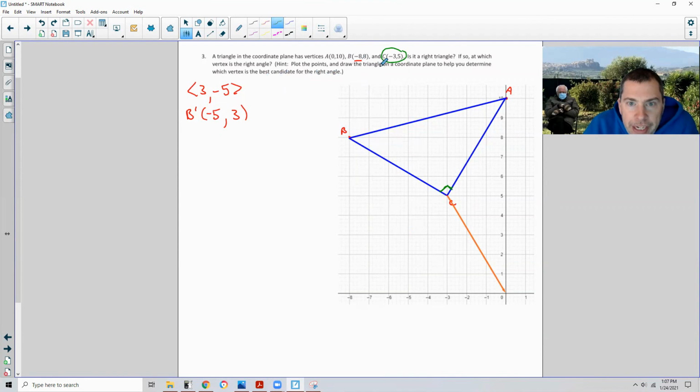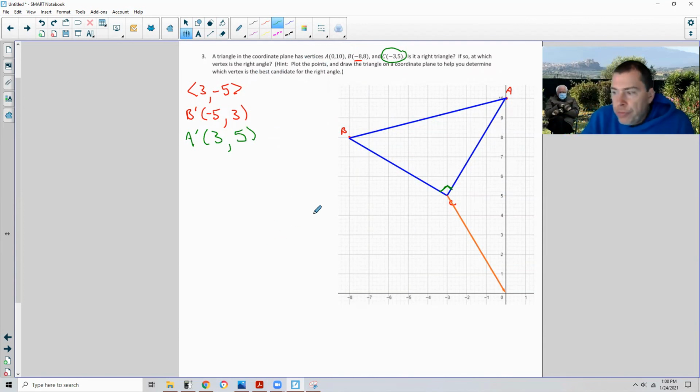We're going to do the same with A. We're going to move A down. So if A got moved to the right 3, now I need to find an A prime. So my A prime is going to be the point 0 plus 3, 10 minus 5.